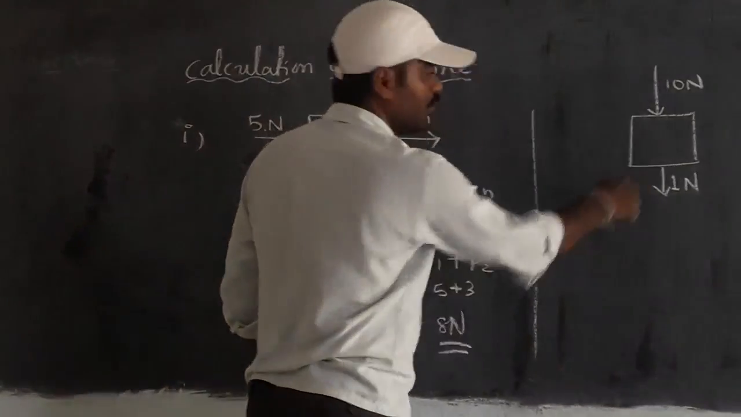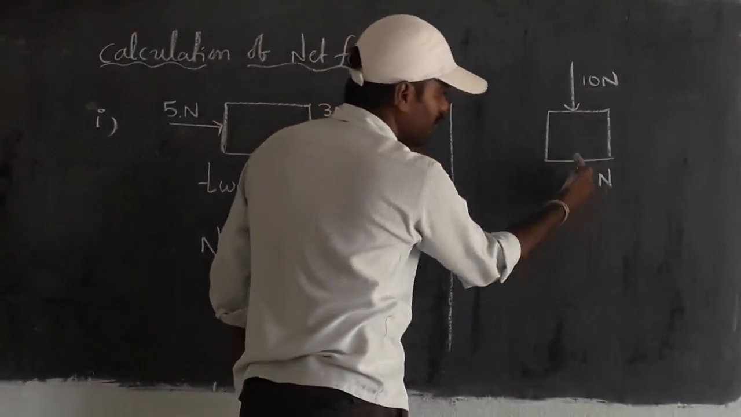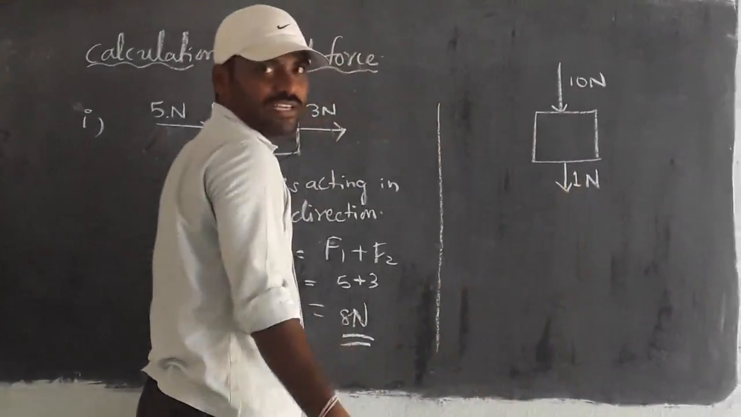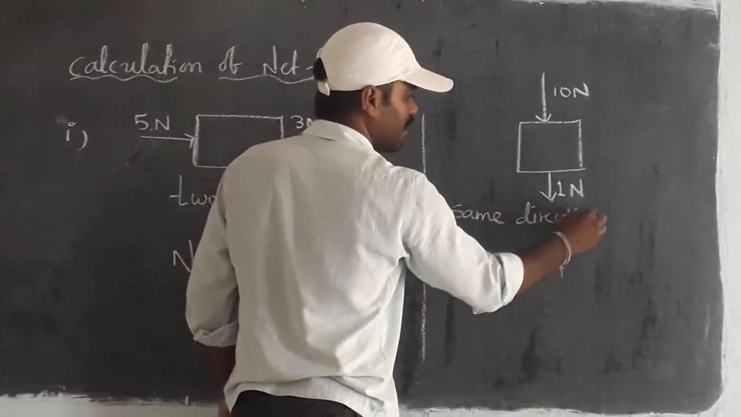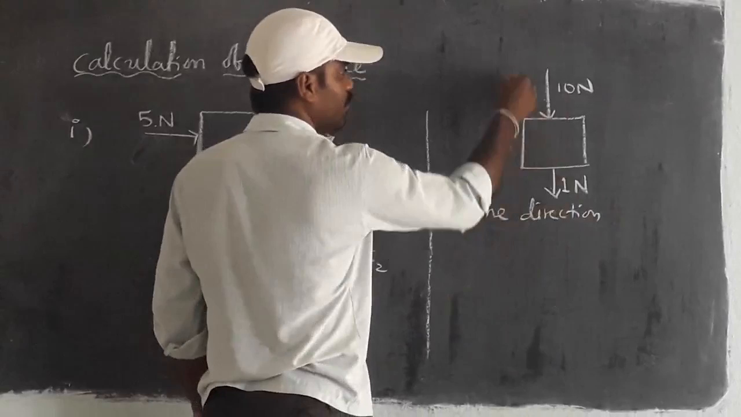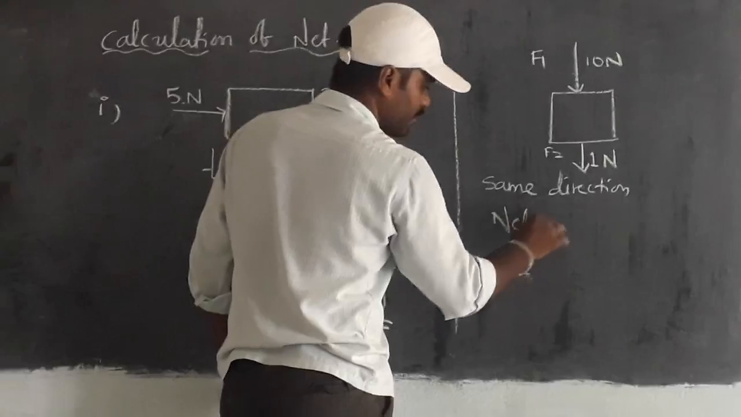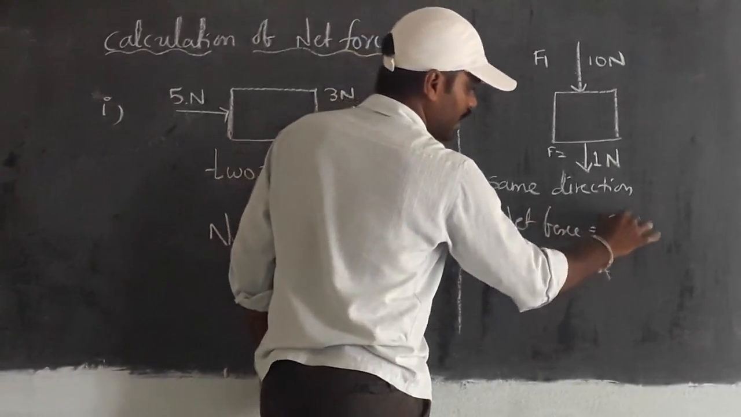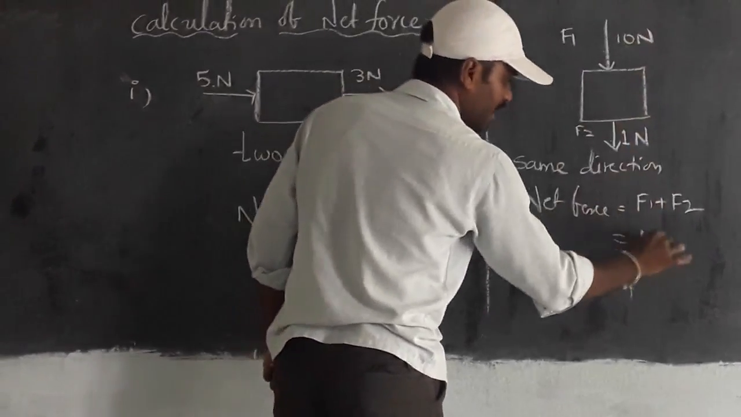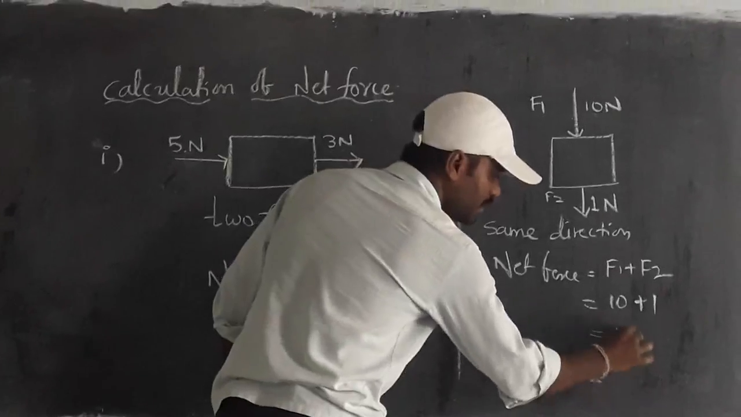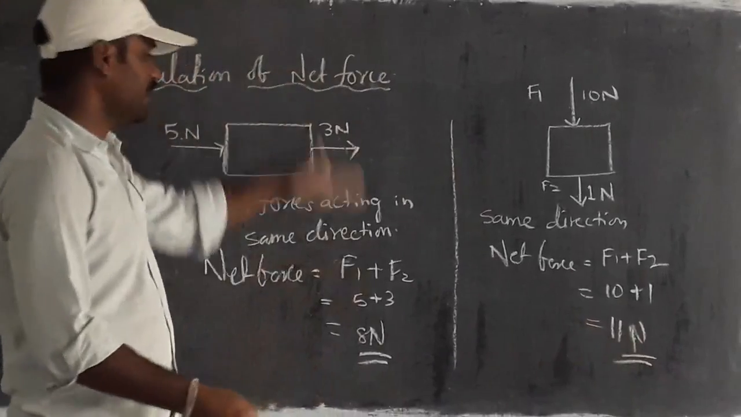Then here one more problem. Here one force is applied from top to bottom, and here one force is acting in the downward direction. Again both forces are in the same direction, right? For that you have to add the forces, F1, F2. Then net force is equal to F1 plus F2. Here 10, here 1. 10 plus 1 is equal to 11. So the total net force is 11 newtons. Like that you have to solve.